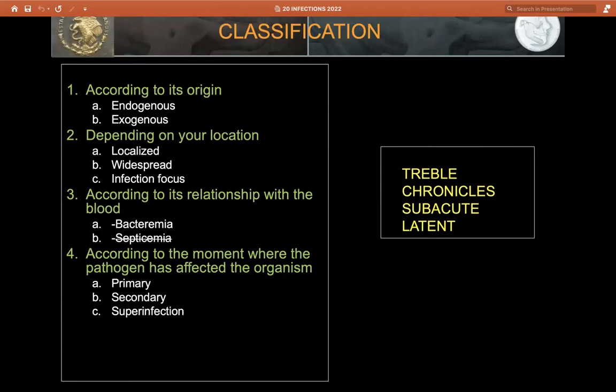Now we have a different classification of the types of bacteria according to different things.